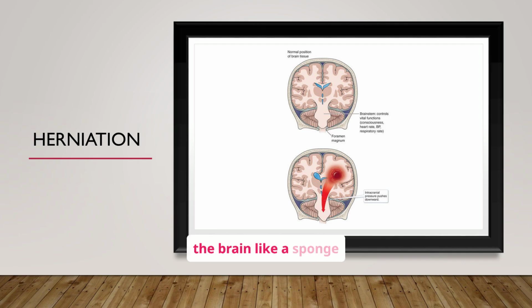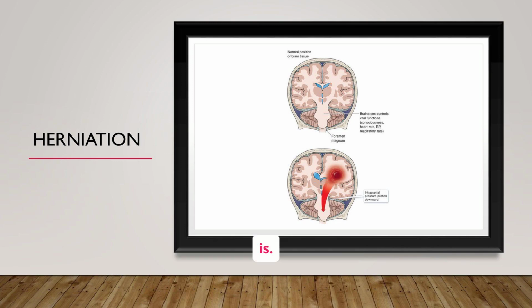Think of the brain like a sponge inside a sealed box. When the pressure gets too high, the sponge gets pushed through the openings. That's essentially what herniation is.